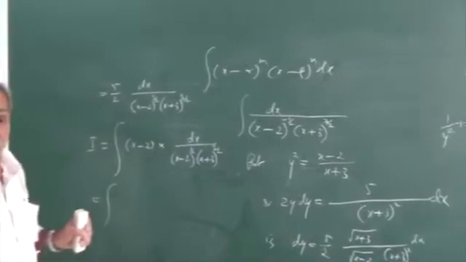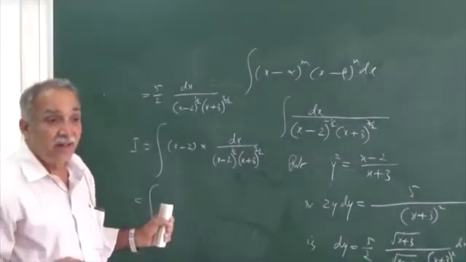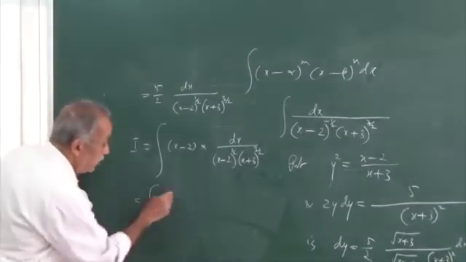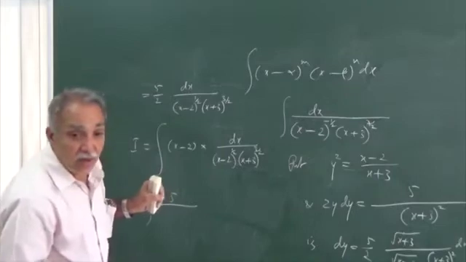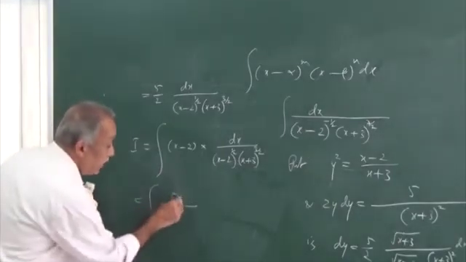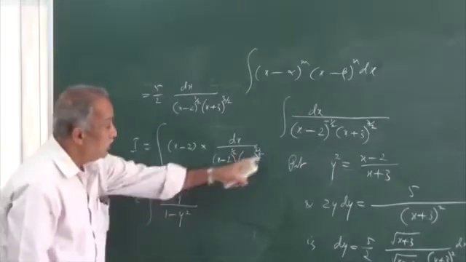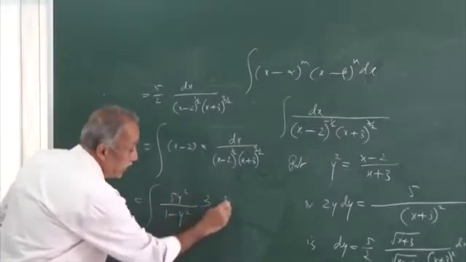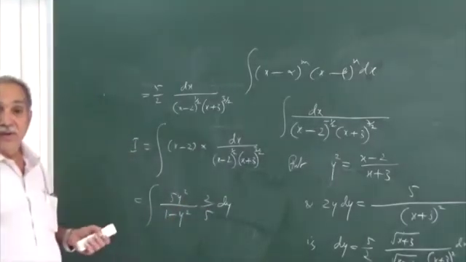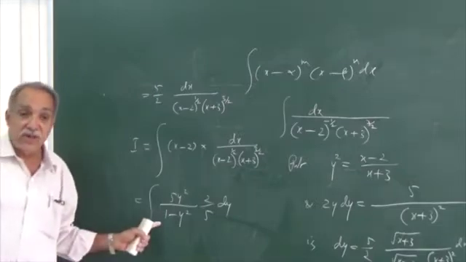Now I am able to find a replacement for x minus 2. That replacement is 5 y square by 1 minus y square. Right. And what is the replacement for this? This much, 2 by 5 dy. Right?